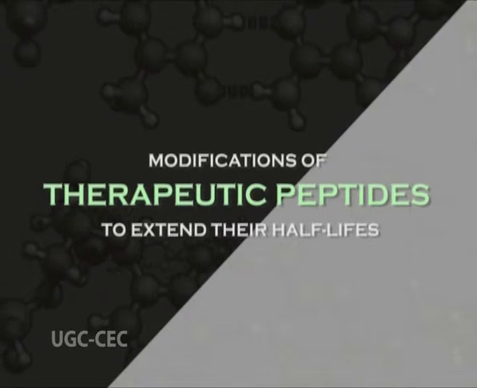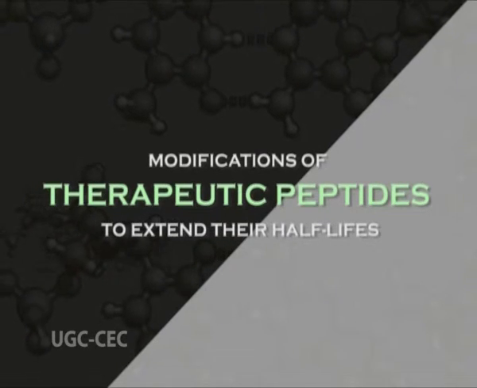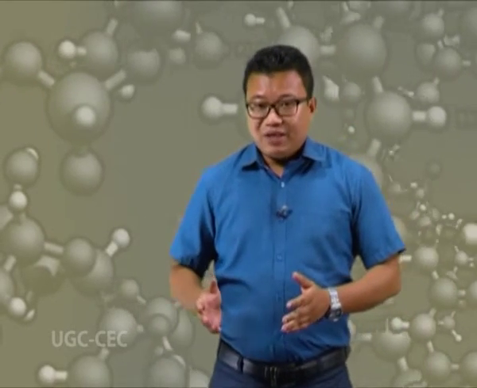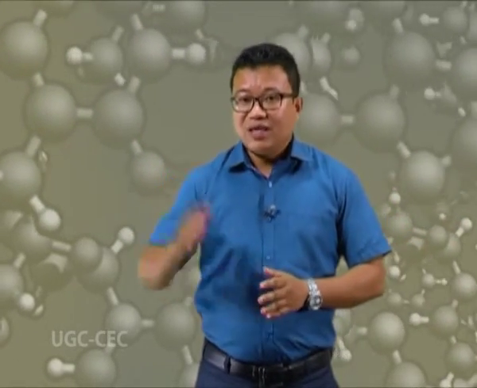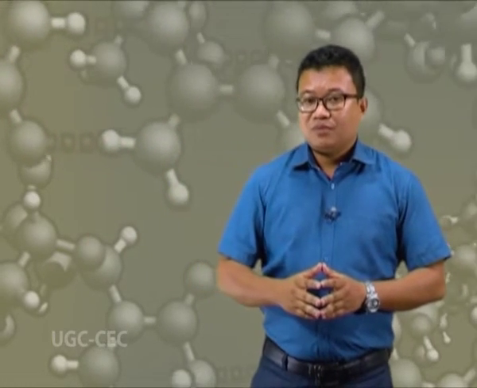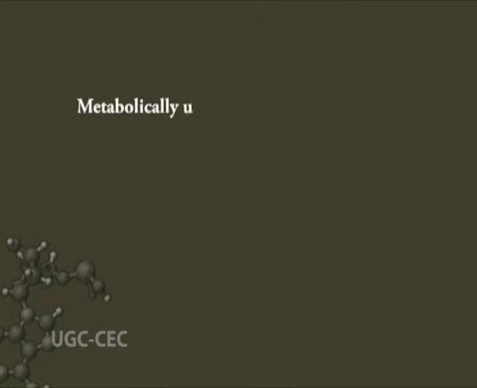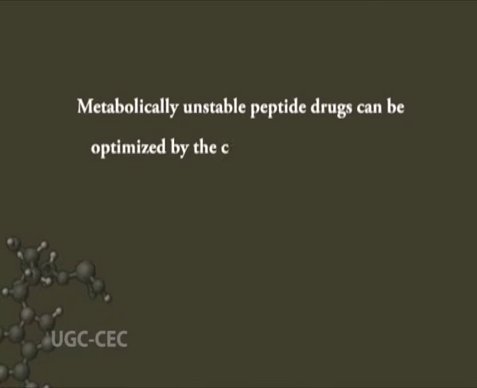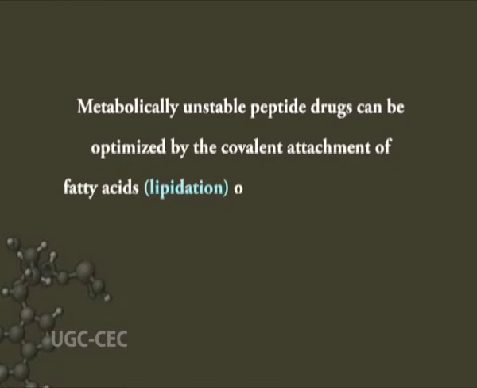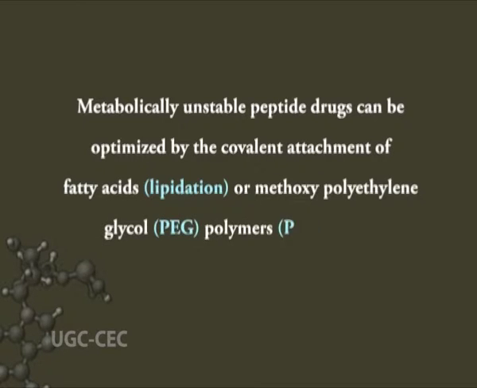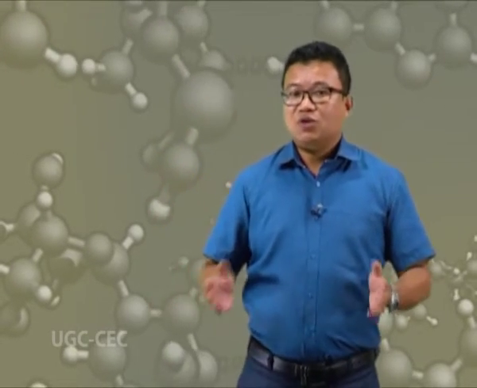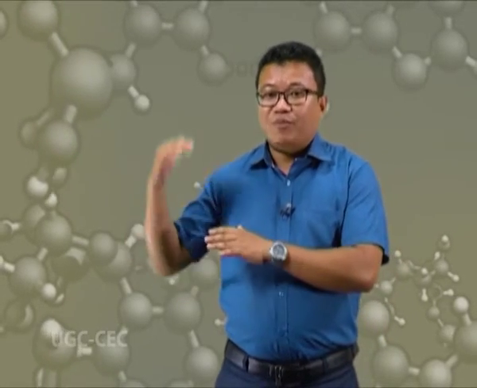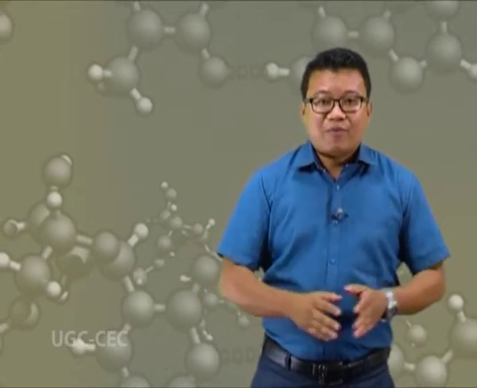In modification of therapeutic peptides to extend their half-lives, peptide stability can also be optimized by blocking their reactive termini through N-terminal acylation and C-terminal amidation. Apart from this, metabolically unstable peptide drugs can be optimized by the covalent attachment of fatty acids, also known as lipidation, or methoxypolyethylene glycol, or PEG polymers. These two strategies are based on substantially different mechanisms which can lead to a remarkable increase of the potential utility of peptides as pharmaceuticals.